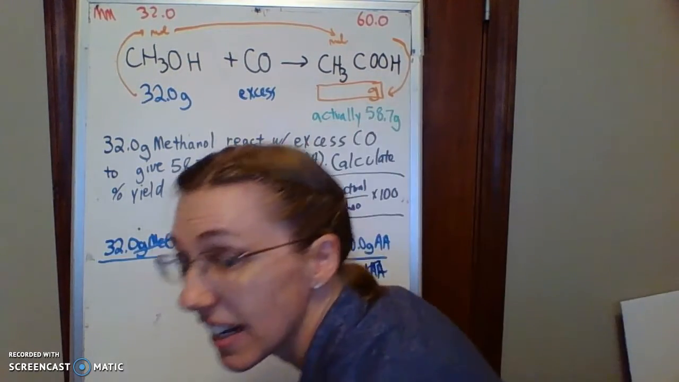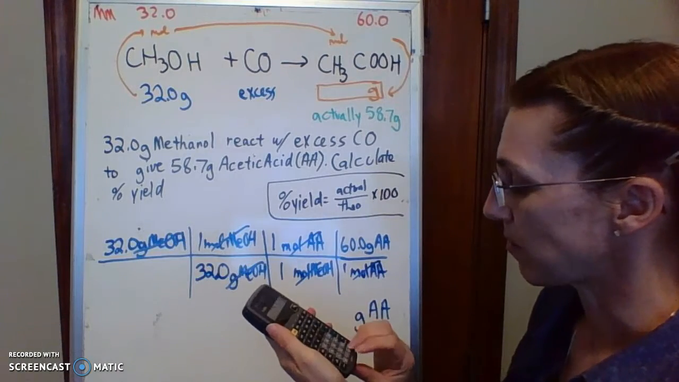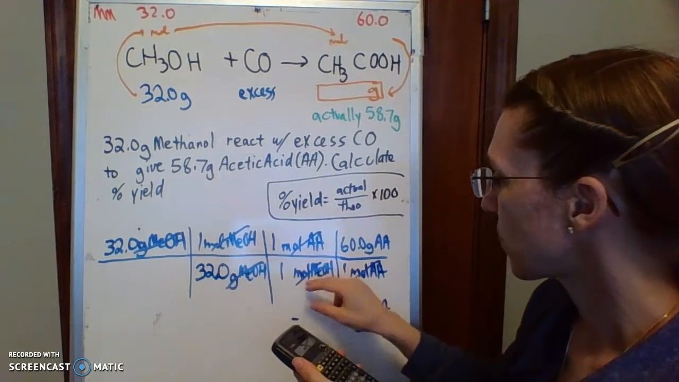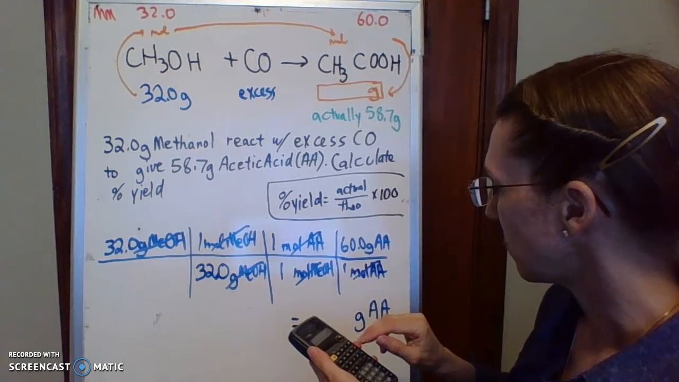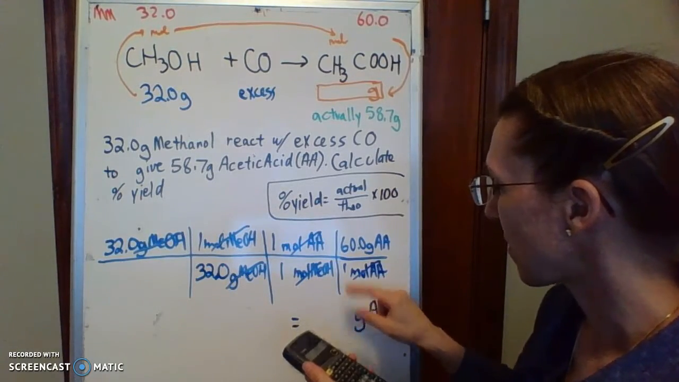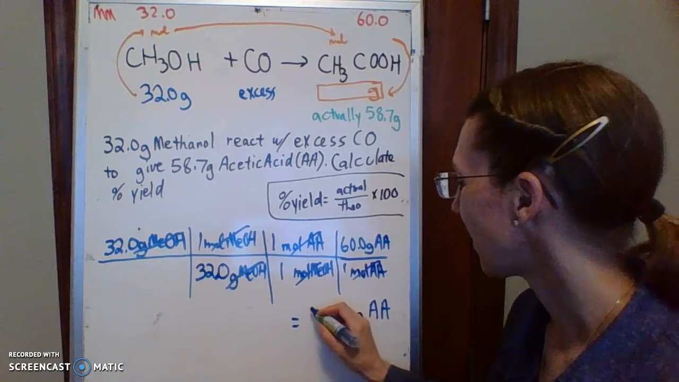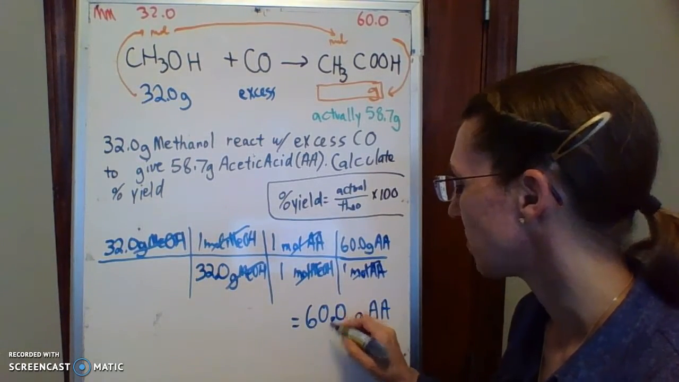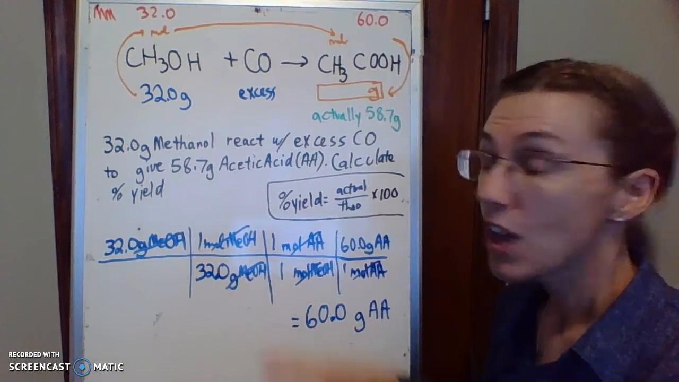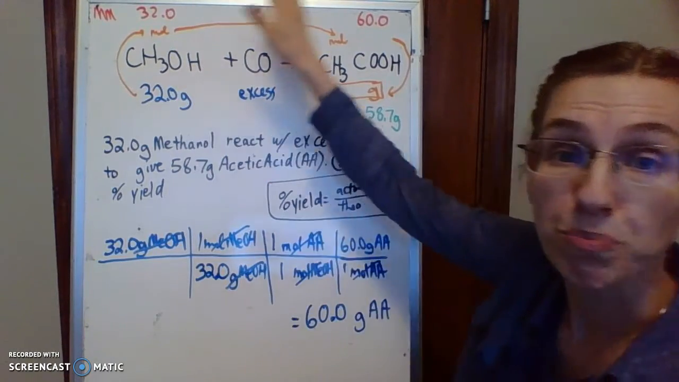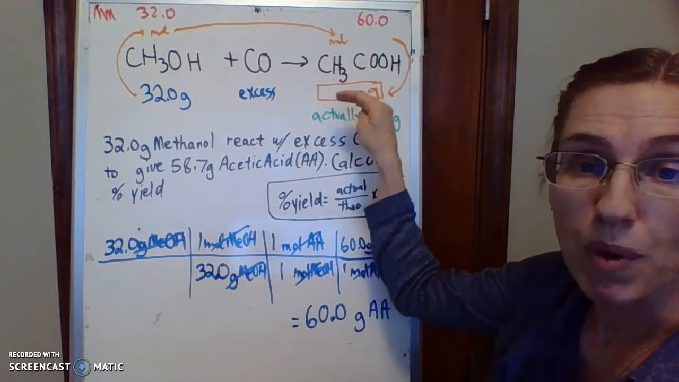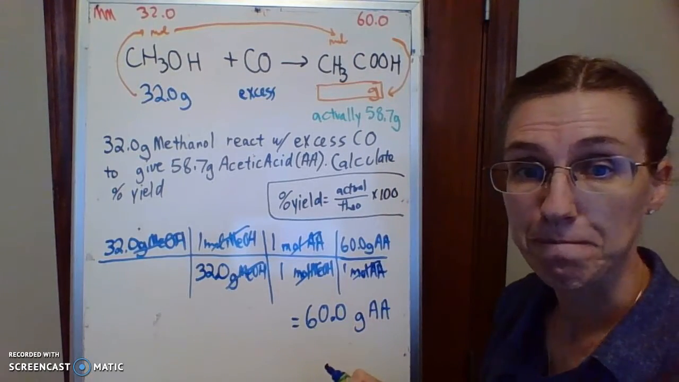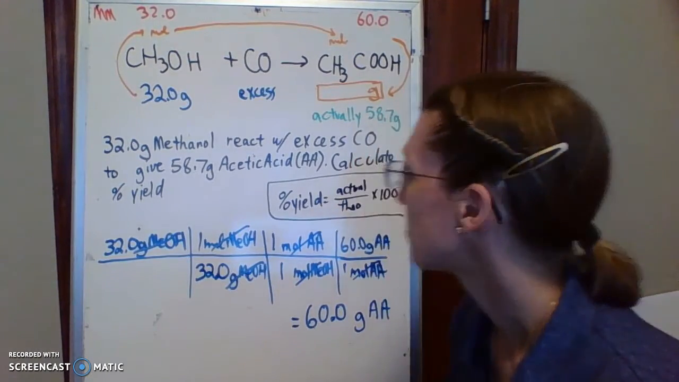We can go ahead and get our calculator and practice doing these problems. We've got 32 divided by 32 times 1 divided by 1 times 60 divided by 1. So actually our answer is 60.0 grams of acetic acid. That's theoretical. It's purely based on calculation. But we need that theoretical value in order to do percent yield, right? Alright, so let's go ahead and do percent yield.